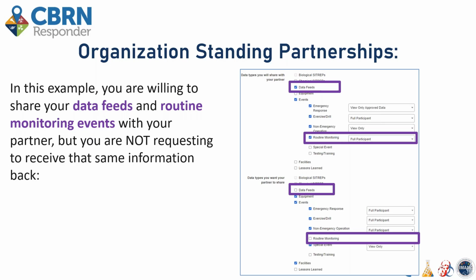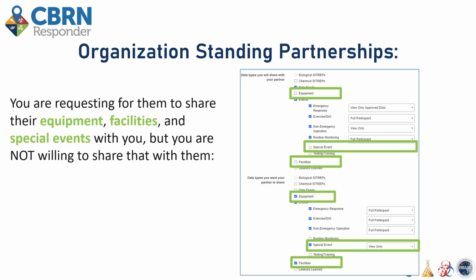So in this example here, you're willing to share your data feeds and your routine monitoring events. However, you're not requesting to receive that same information back from them. Also here, you are not willing to share your equipment, special events, or facilities with your partner. However, you are requesting that information to be shared with you.